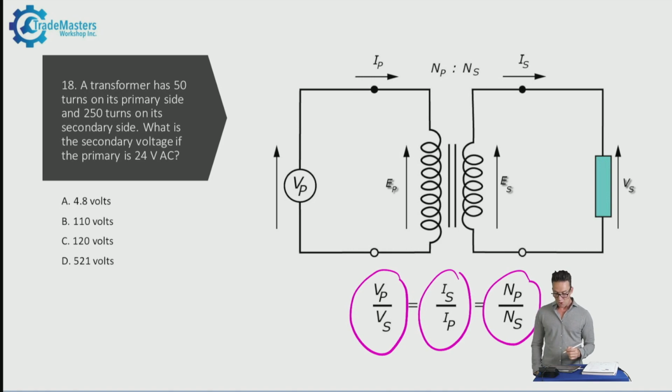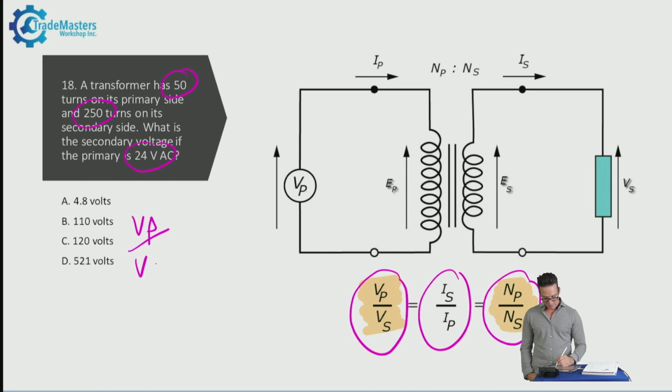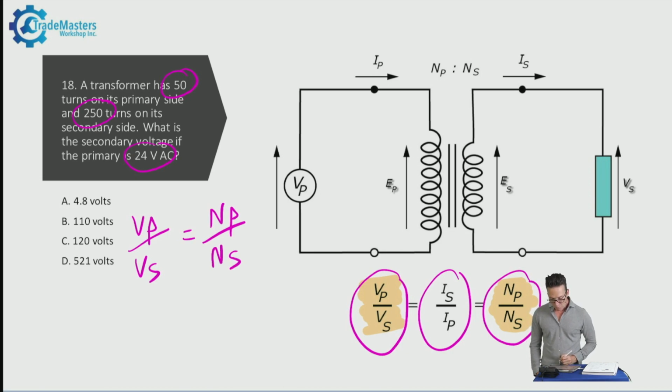Now, in our question, we are given the number of turns on the primary and secondary winding, and we're given primary voltage. So what we're really interested in looking at is how do we relate volts to number of turns? Well, we could say VP divided by VS is equal to NP divided by NS. And that is indeed what we're going to do to complete our calculation. So let's write that over here. VP divided by VS is equal to NP divided by NS. And let's plug in our numbers now.